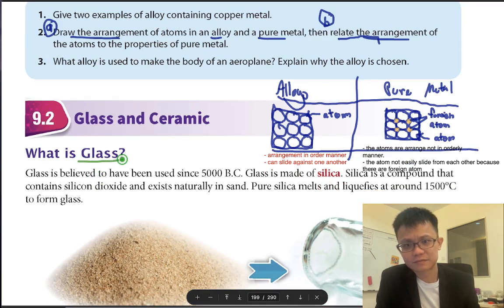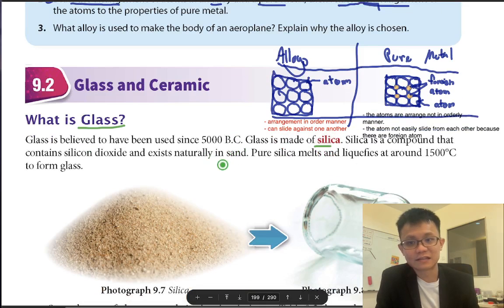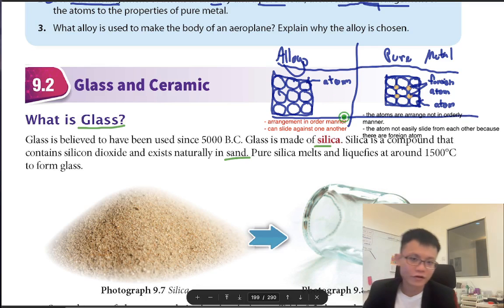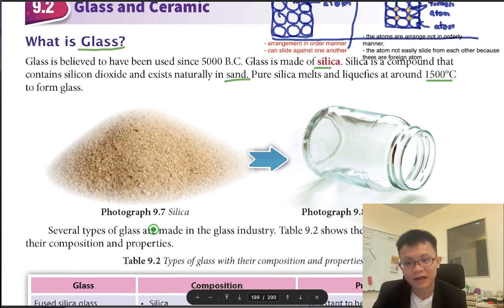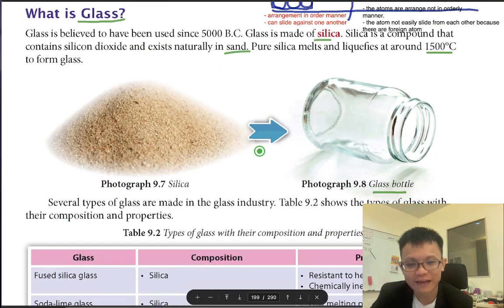What is a glass? So a glass, of course, is made up of silica. So where does silica come from? Silica exists naturally in sand. So where your glass comes from, it actually comes from sand, pure silica liquefied at a high temperature to form a glass. I don't know, maybe you need to melt it and then collect all the silica and let it dry again, then you will get a beautiful glass. What glass is this? I think it's the jar for the Chinese medicine. Okay, so of course you will get the glass.